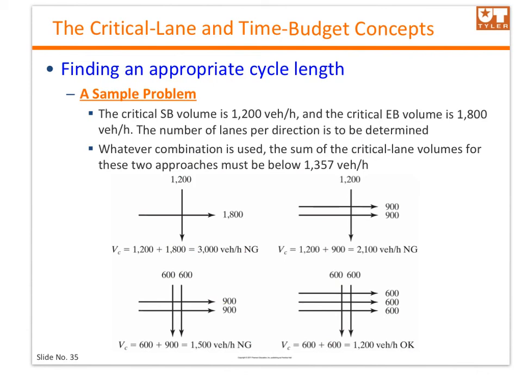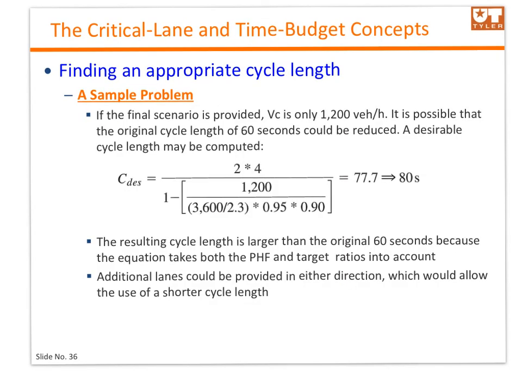Now the next step is to get the cycle length, and what's the desirable cycle length. As we said, if the final scenario is provided, that means VC is only 1200. We're not going to reach the maximum, which is 1300 something. So the VC now is 1200 vehicles per hour. It is possible that the original cycle length, which was 60 seconds, needs to be revised now.